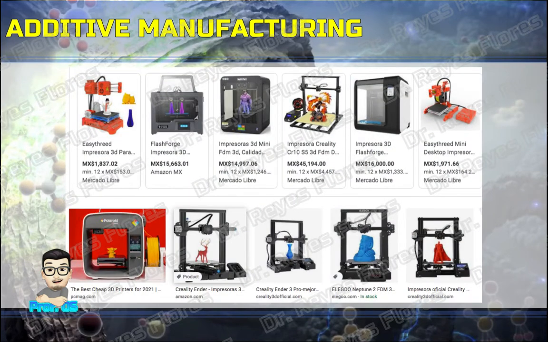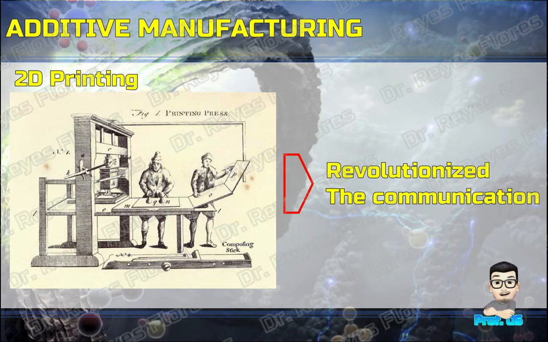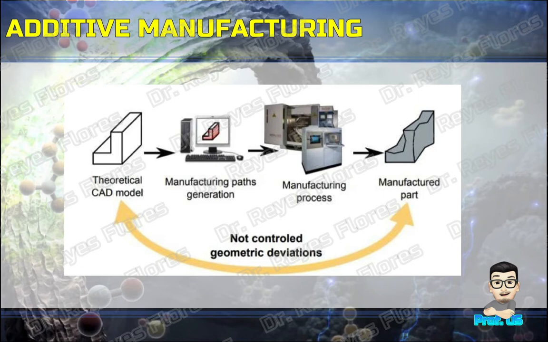Today, 3D printers are available for less than $500, enabling desktop fabrication of 3D objects even at home. In the same way that the development of digital 2D printing together with desktop publishing has revolutionized communication and information technology, the development of AM technologies in conjunction with the Internet of Things has the potential to revolutionize computer-guided fabrication of both complex objects and multifunctional material systems.